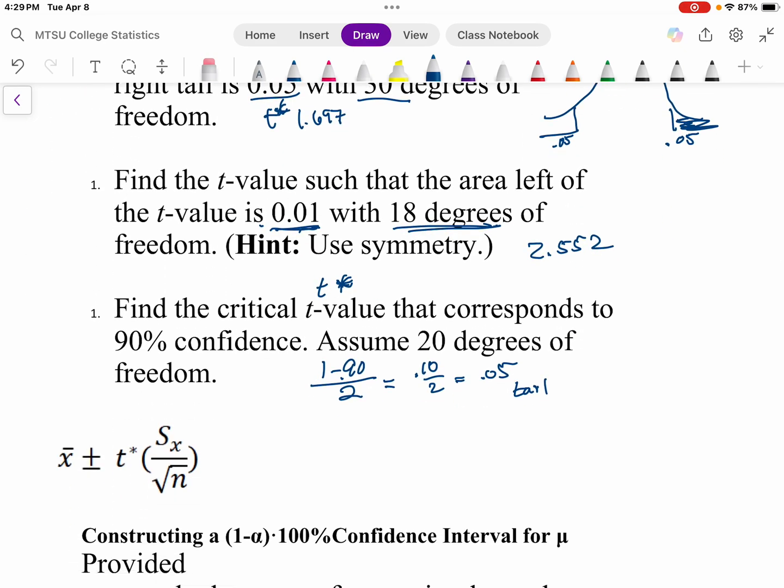Again, same process we would do if we're doing it in the calculator. That'd be 1.725. If I did an inverse T in the calculator, my area would be 0.05, and my degrees of freedom would be 20.